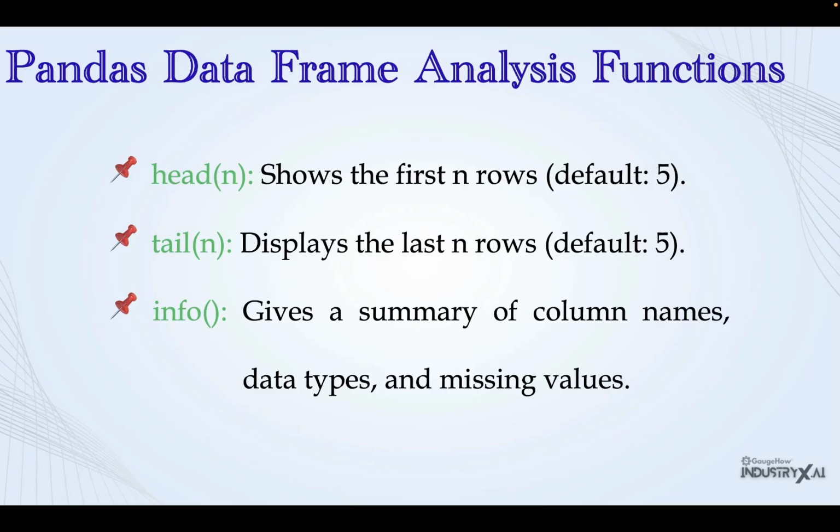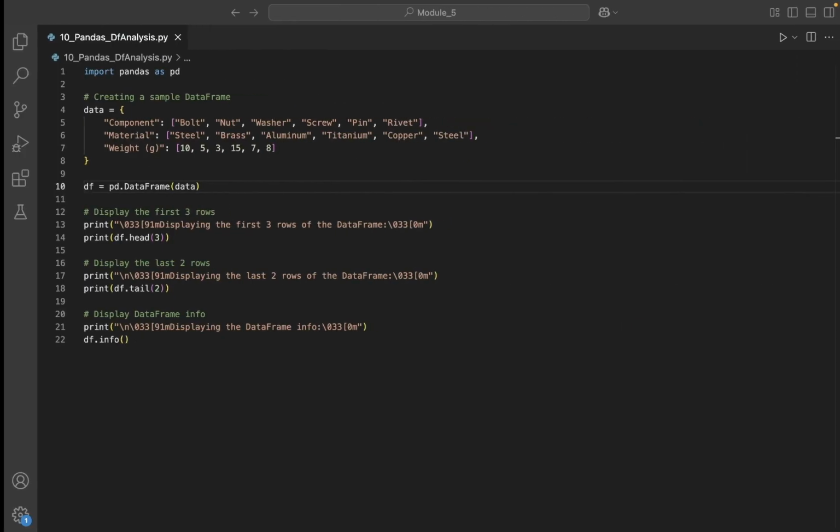In the same way, the tail function shows the last few rows of a data frame based on the provided number. If we have not provided any number, then it will print the last 5 rows. And the last one, the info function, provides a summary of the data frame including column names, data types and missing values. To understand that, let us go to VS Code and consider one example.